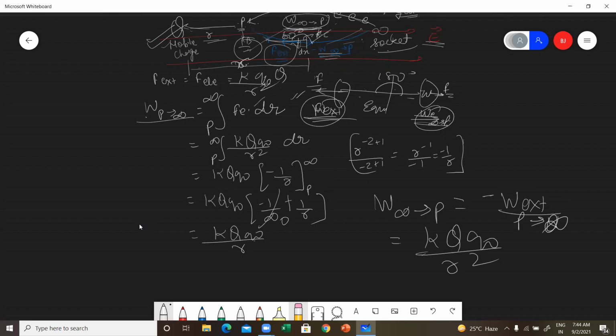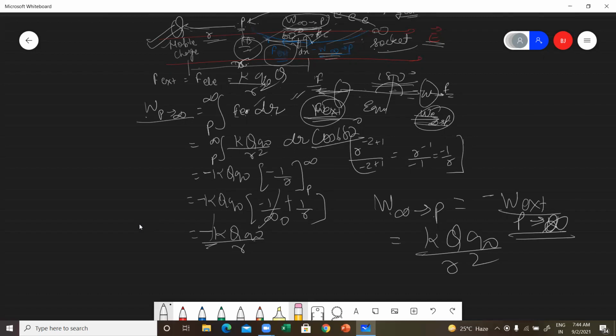Fine. And here it is making an angle, cos theta also. I forgot to write it. This is my dot product. That's why it is making an angle. This is cos 180 degrees, because the force Fe and dr are making an angle of 180 degrees. Cos 180 degrees is minus. So it will be minus external work from P to infinity, so infinity to P will be positive.